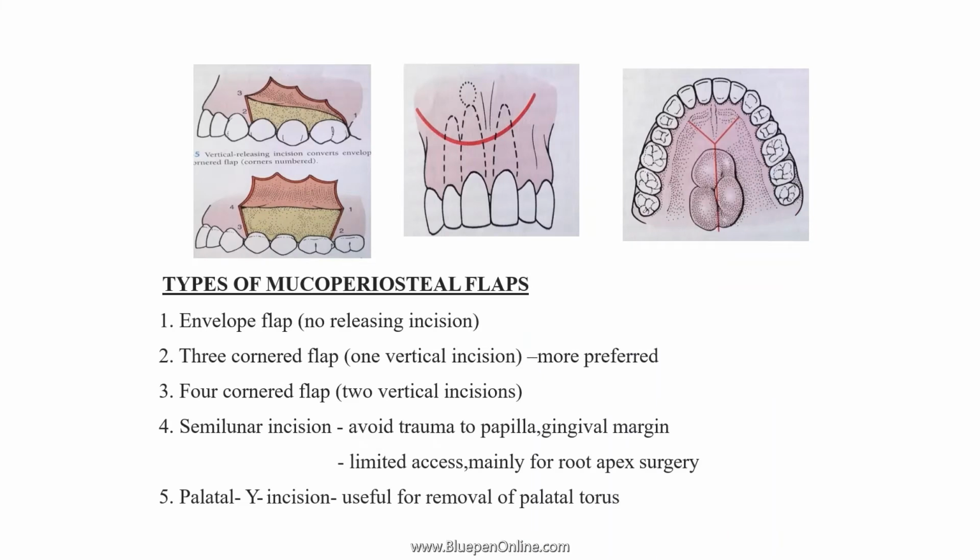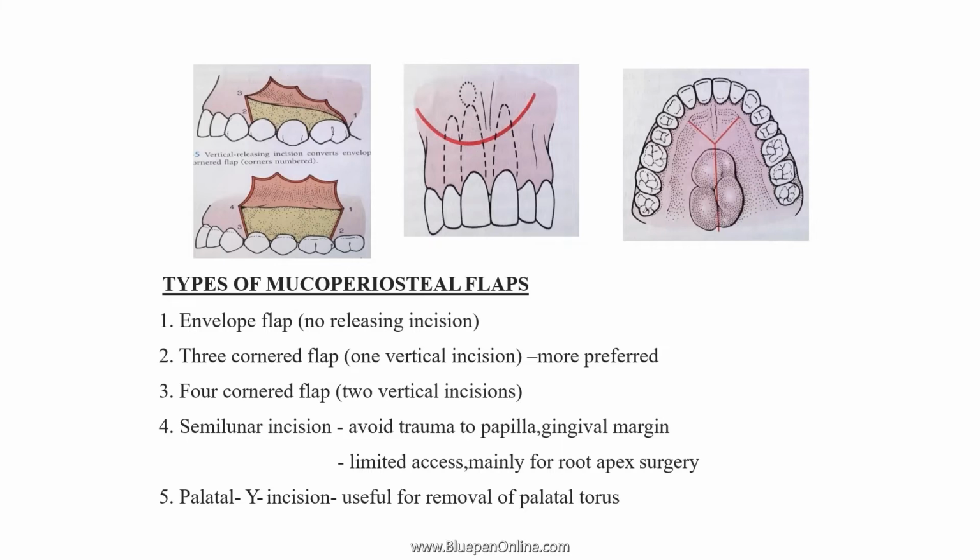Now, let's have a quick revision on the different types of mucoperiosteal flaps. What is an envelope flap? You're not going to put any kind of releasing incisions there. That's an envelope flap. No releasing incisions. Now, three-cornered flap. When you place one vertical incision, and that is a more preferred type, as you can see in that picture. Then four-cornered flaps, where you place two vertical incisions. Please have a look at these pictures.